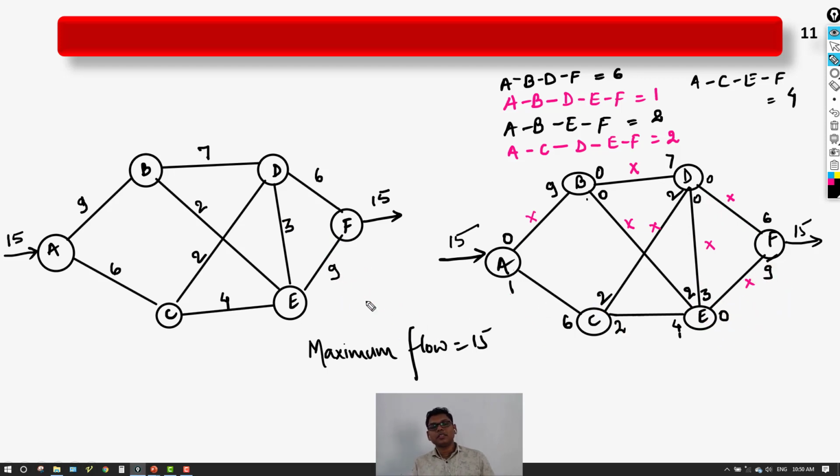Done. That means this is showing that A to B, 9 is going right now, and from A to C, 6 is going. So total how many? 15. Clear, no? Similarly you see here 7, 2, 2, 4, how many? 11 and 4, 13, 15. That is also clear.